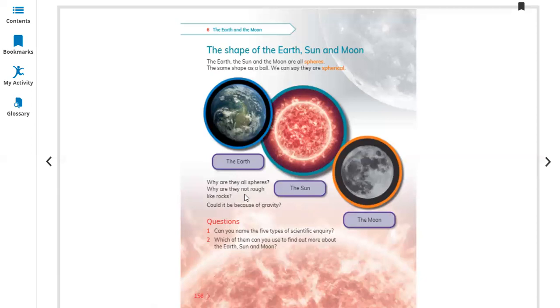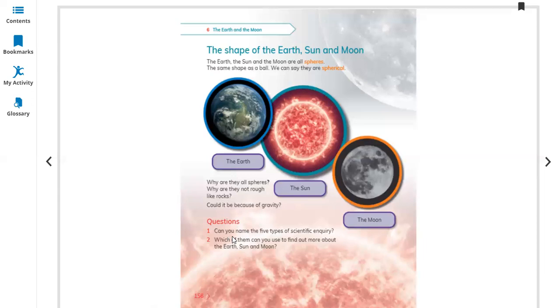Why are they not rough like rocks? Our Earth is, you can say, bumpy, but we are talking about other planets. Mostly, like Mercury and Venus, they are made of rock. But our Earth has oceans and mountains, and mostly the ocean. So our Earth is not completely made of rock, but it's bumpy. So could it be because of gravity? Sometimes you can say it's because of gravity. If we are talking about why they are all spheres, this is because of gravity, a three-dimensional spherical shape.